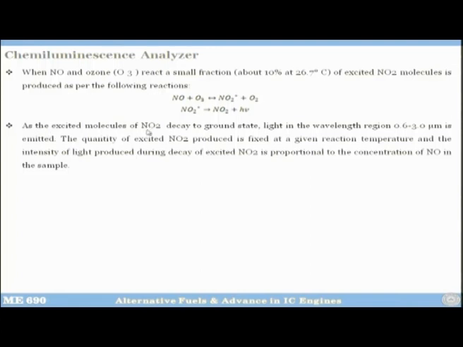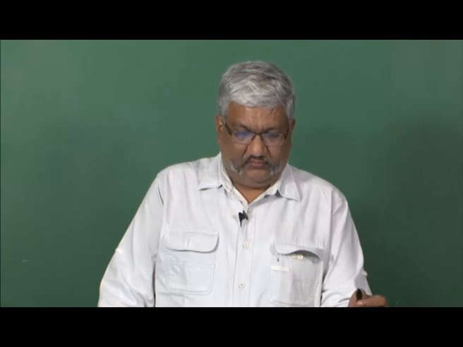Okay. So, as the excited number of NO2 molecules decay to the ground state, light in the wavelength region of 0.6 to 3 micron is emitted. The quantity of excited NO2 produced is fixed at a given reaction temperature, and the intensity of light produced during decay of the excited NO2 is proportional to concentration of NO in the sample. Okay. And therefore, you convert all the NO2 also into NO.